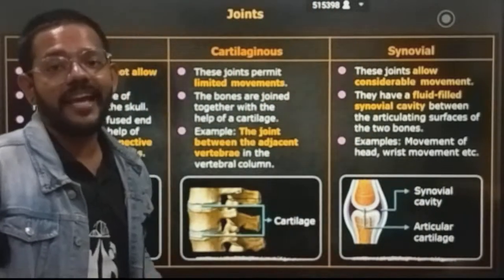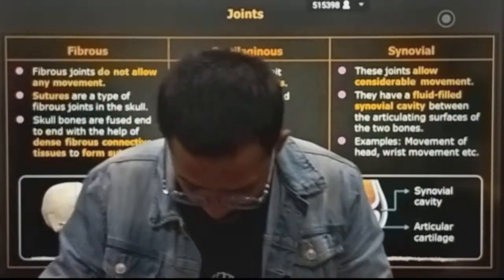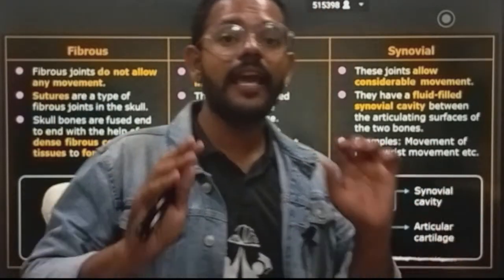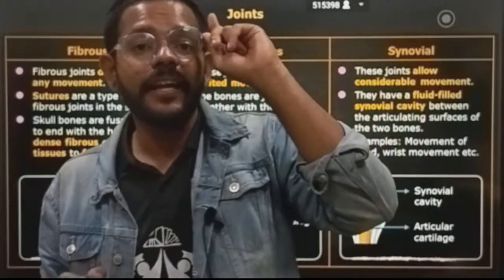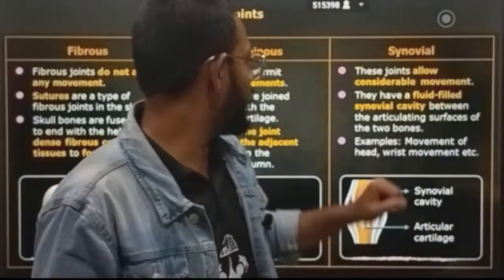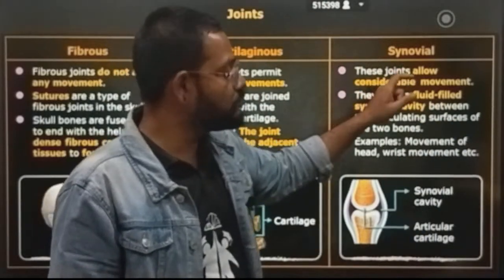Next is the synovial joint, which is a totally mobile joint. They are mobile joints, and due to synovial joints we can do locomotion. These joints allow considerable movements.